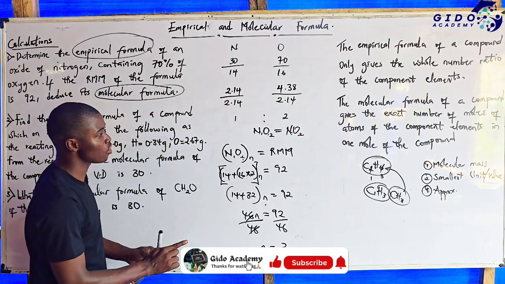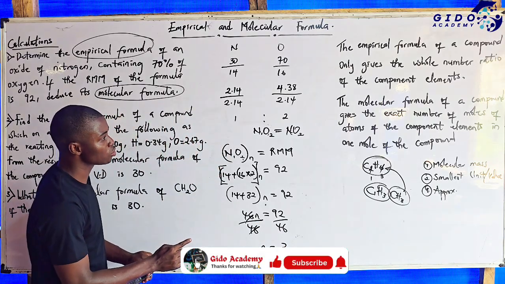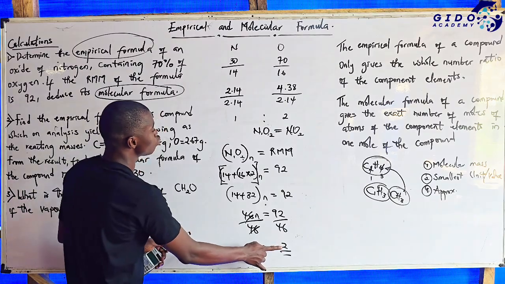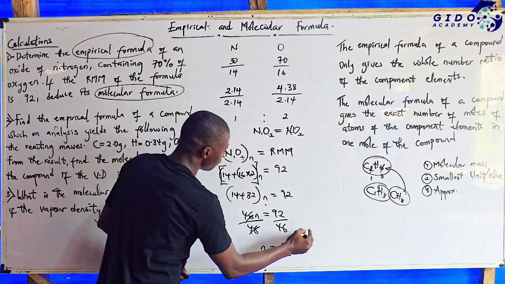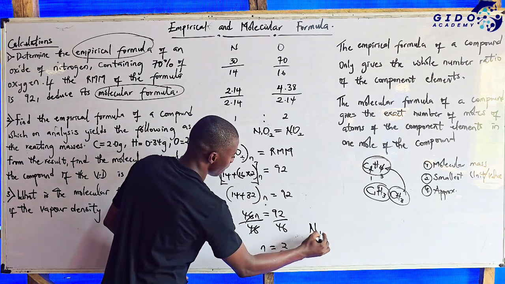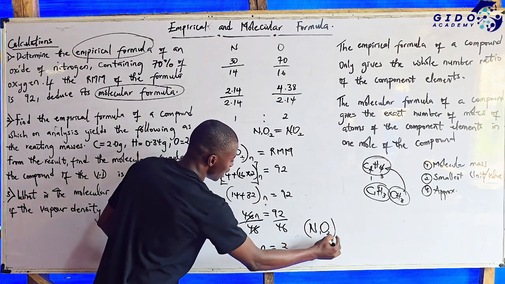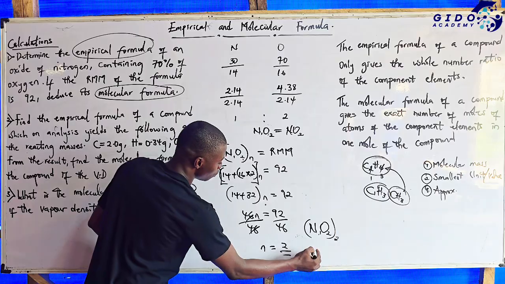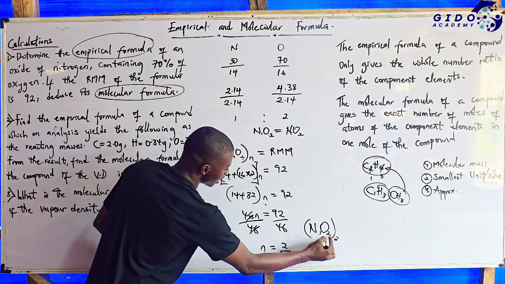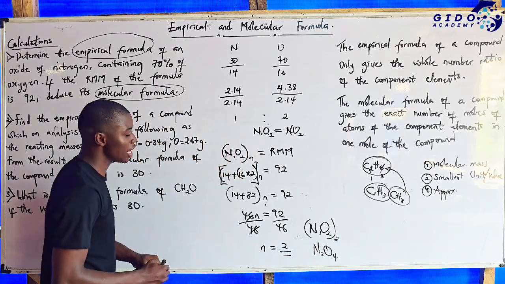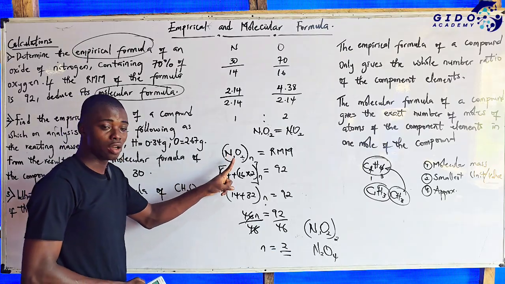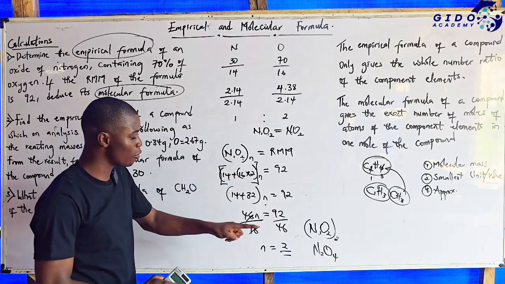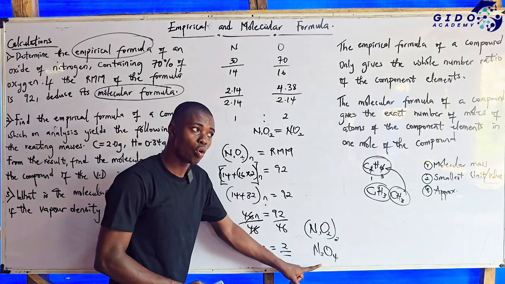Now, if you have 2 as your answer, the next thing you are expected to do is use this 2 to multiply the empirical formula. So we have N1O2. 2 times 1 will give us N2, and 2 times 2 will give us O4. So the empirical formula of the compound is N1O2, but the molecular formula is N2O4.